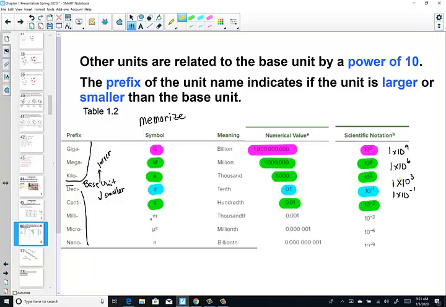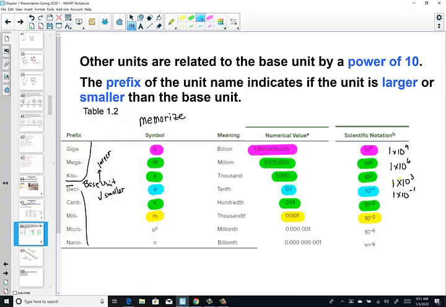Here I have a milli, a lowercase m, not to be confused with mega, which is a capital M. Here's milli, which is 1,000th the size of the base unit. A millimeter is 1,000 times smaller than a meter, 1 times 10 to the negative 3.